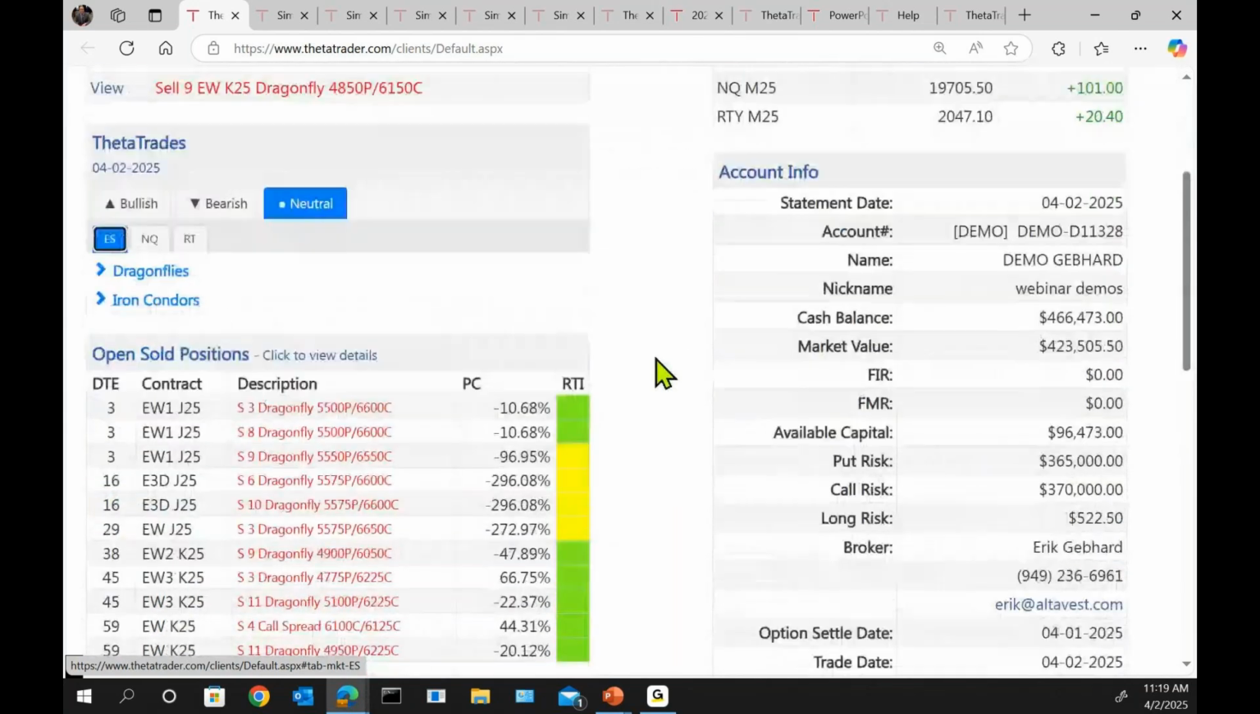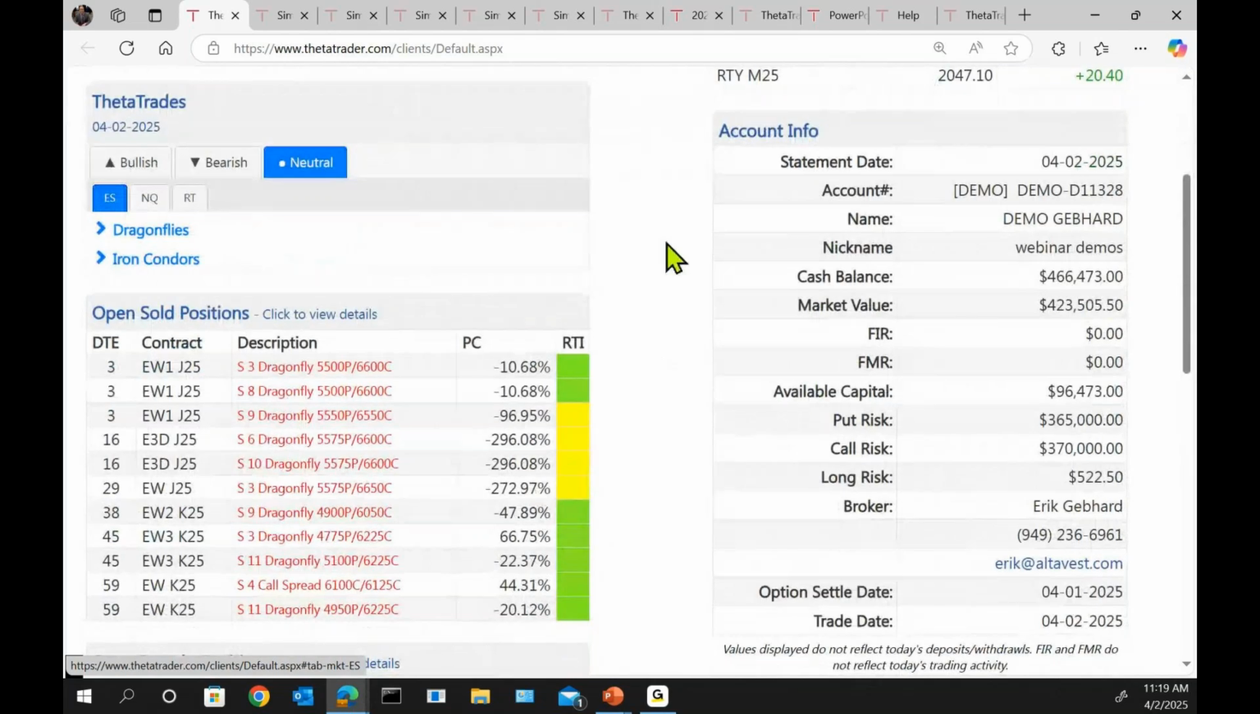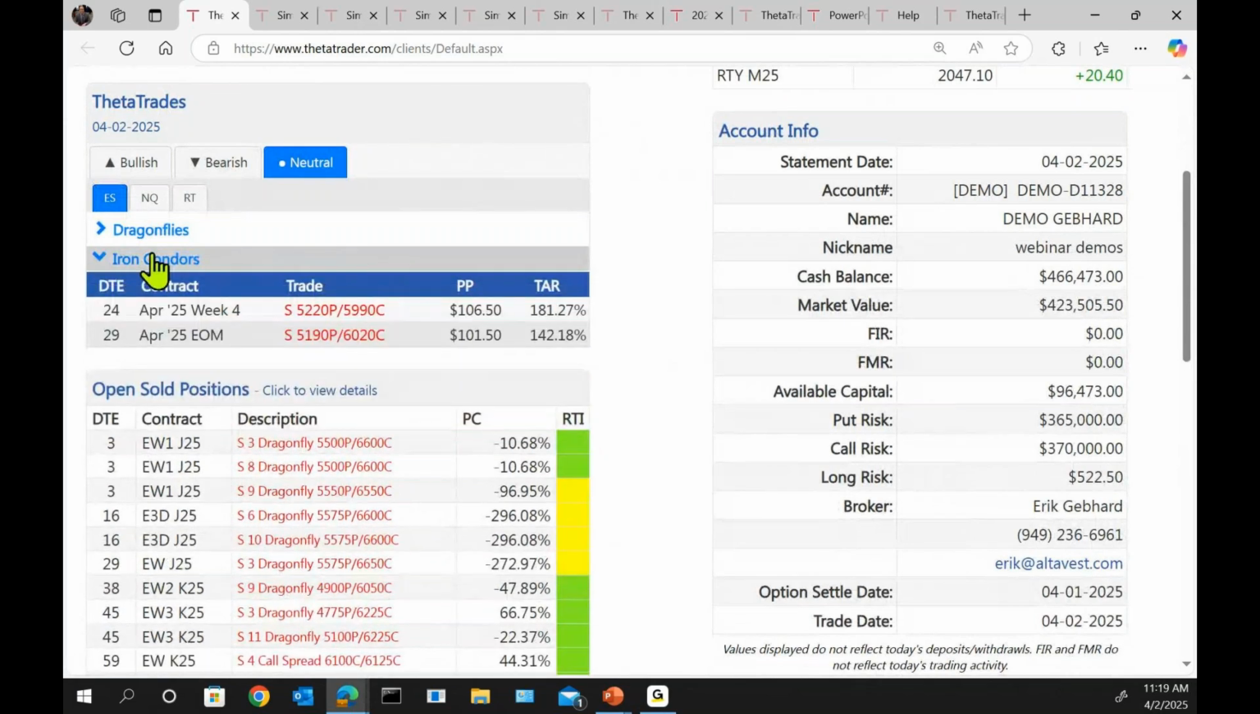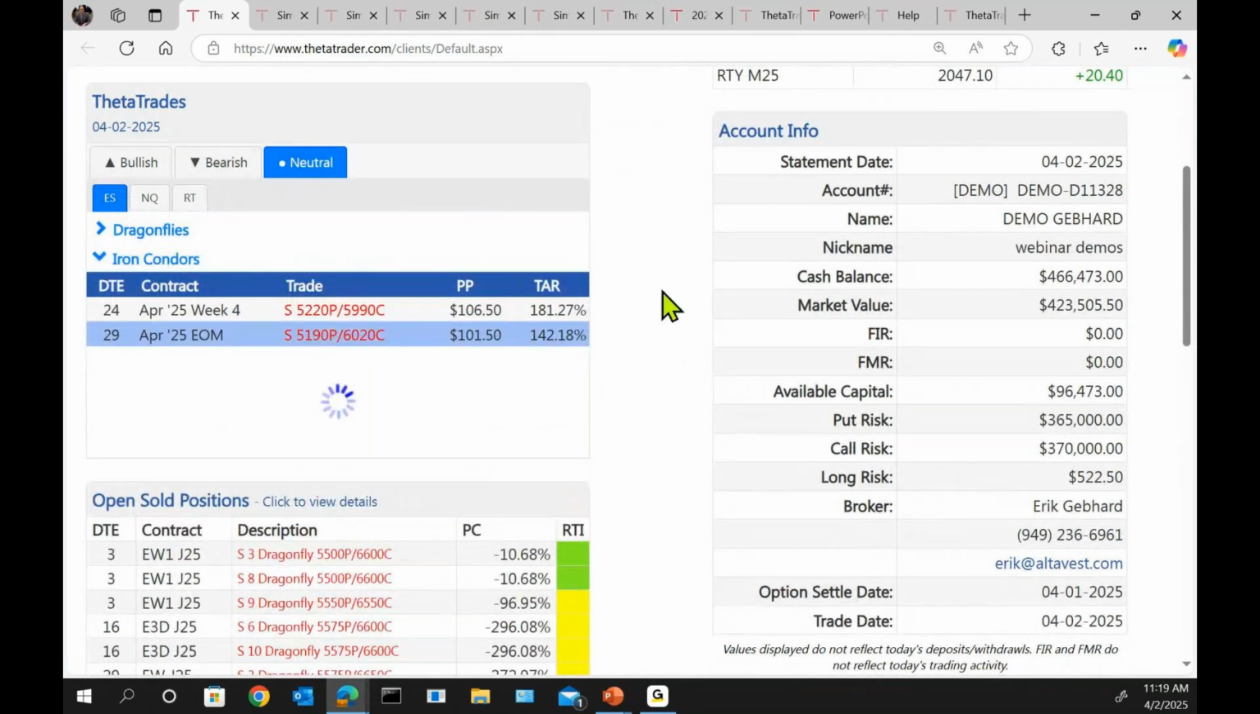So we looked at the Condor and the Dragonfly. So let's go ahead and jump into a couple of examples here on some theta trades for today. Here's the April end of month Iron Condor. You can see it's on the neutral tab, and this is on the E-mini S&P 500 stock index.